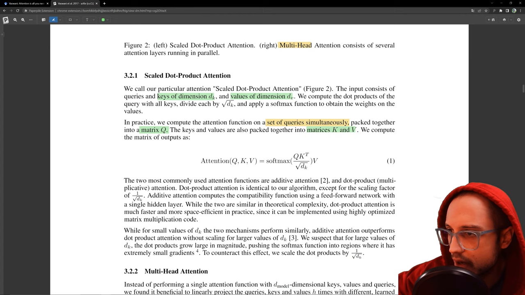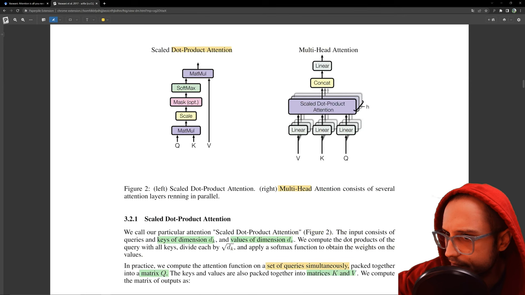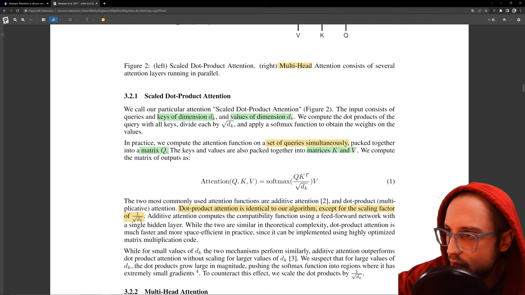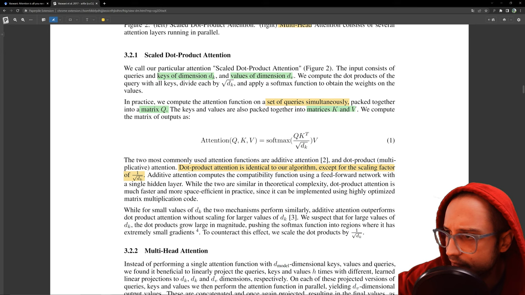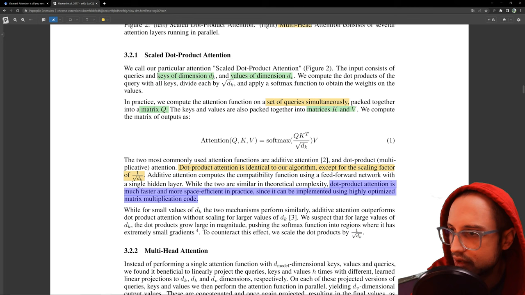Okay, so the two most commonly used attention functions are additive attention and dot product attention. Dot product attention is identical to our algorithm except for the scaling factor of 1 over the square root of dk. So that's this yellow scale box, that's actually what the divide by square root of dk is. Additive attention computes the compatibility function using a feedforward network with a single hidden layer. While the two are similar in theoretical complexity, dot product attention is much faster and more space efficient in practice, since it can be implemented using highly optimized matrix multiplication code.